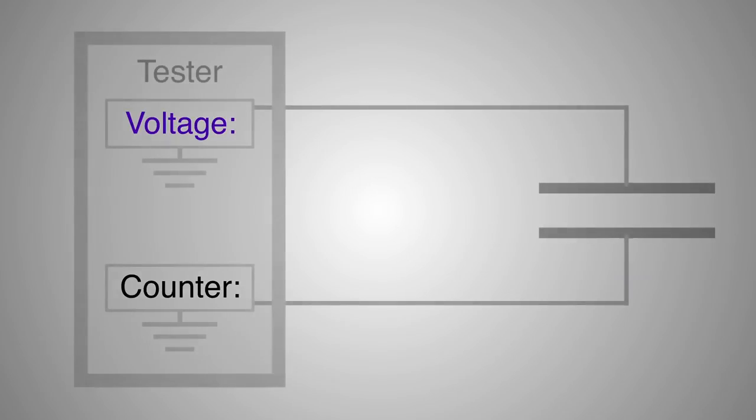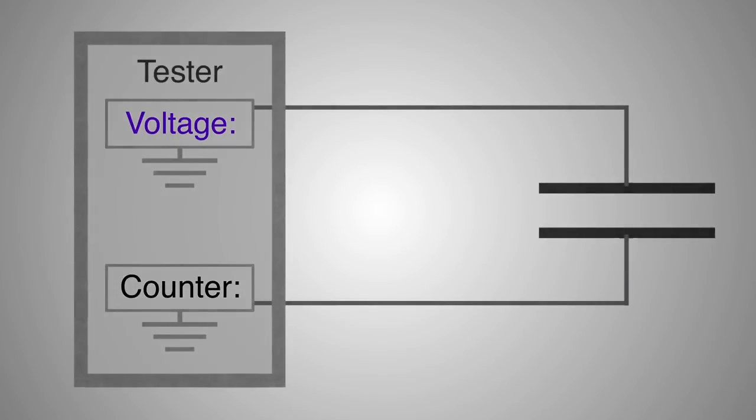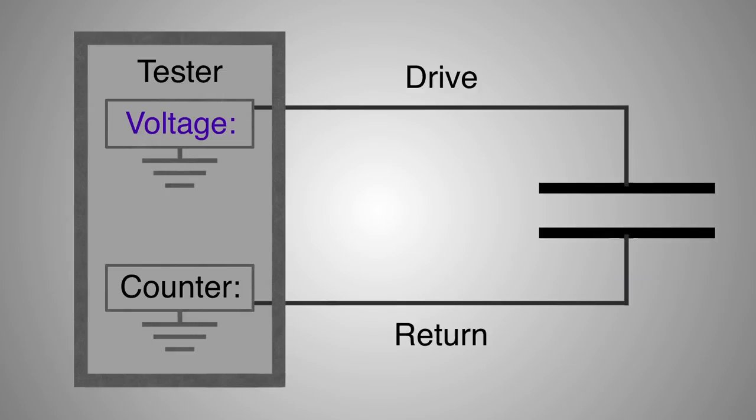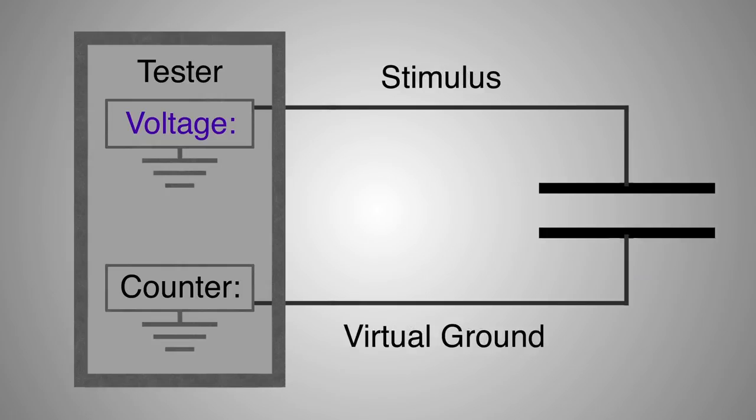The tester packages both the voltage generator and the electron counter in the same enclosure. On Radiant systems, the drive delivers the voltage stimulus while the return counts the electrons moving into or out of the other side of the capacitor. It is important that the return holds its side of the capacitor at 0 volts no matter what happens on the drive side. The reason is so the drive voltage always represents the voltage across the capacitor. The circuit holding the return input to ground potential is called a virtual ground.